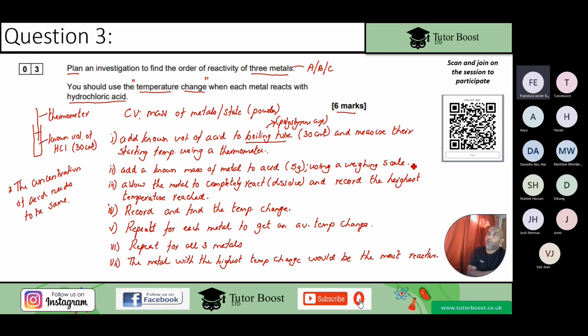According to the marking scheme, they usually ask for you to show that you have mentioned how you're actually measuring the temperature change as well. So here we have said find the temperature change, and you can say final minus initial temperature. That's how you would find the temperature change. Right. Let's move on to the next question.